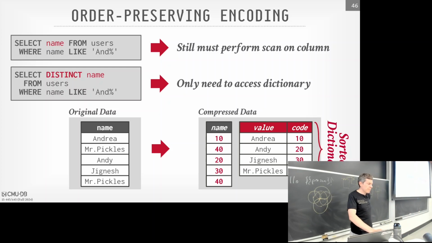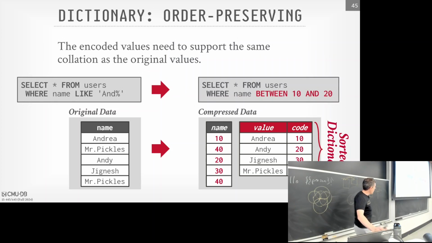The question is, for the string matching A and D, how does it exactly match codes from 10 to 20, not like 10 to 30? Going back here, how do I convert this name like A and D into between 10 and 20? How do you specify the range? So the user doesn't specify this. The database system is basically rewriting this for us.